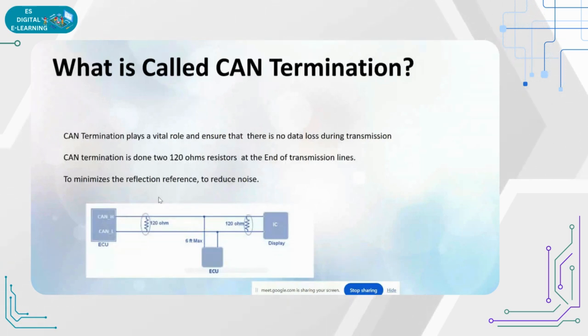So why are we connecting 120 ohm resistors in between CAN high and CAN low? Because it reduces the noise and avoids reflections. Is it clear?